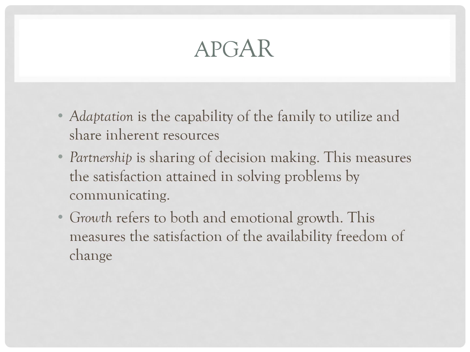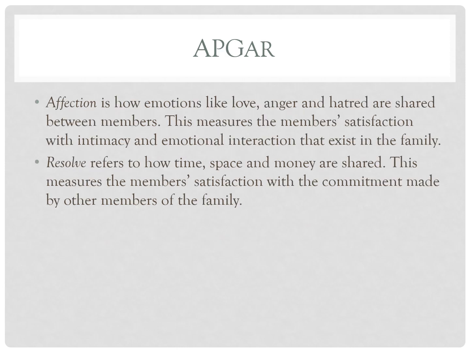APGAR: letter A is for adaptation, the capability of the family to utilize and share inherent resources. Letter P is for partnership, the sharing of decision making. This measures the satisfaction attained in solving problems by communicating. Letter G is for growth. It refers to emotional growth and measures the satisfaction with the availability and freedom of change.